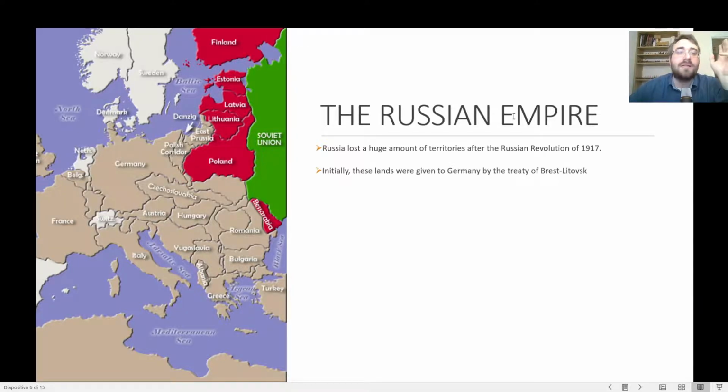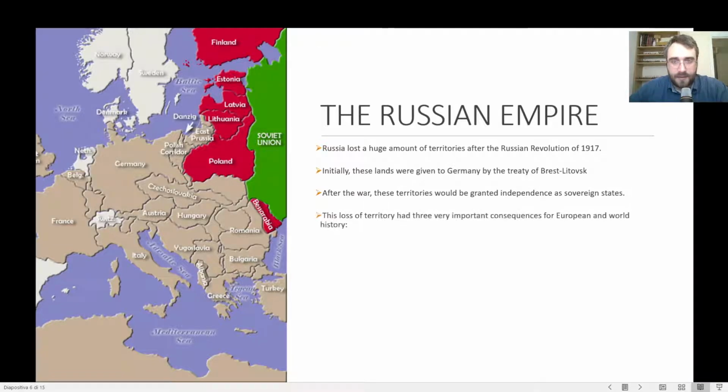In fact, Germany itself had worked to cause the Russian Revolution in the first place by taking Vladimir Lenin, who was a communist revolutionary, exiled in Switzerland, and by train taking him all the way to Russia. Now, after the war, these territories would be granted independence as the following countries: Lithuania, Latvia, Estonia, and all the Baltic states, Finland, the Ukraine, and Poland, which became even bigger with the land taken from Germany and Austria.